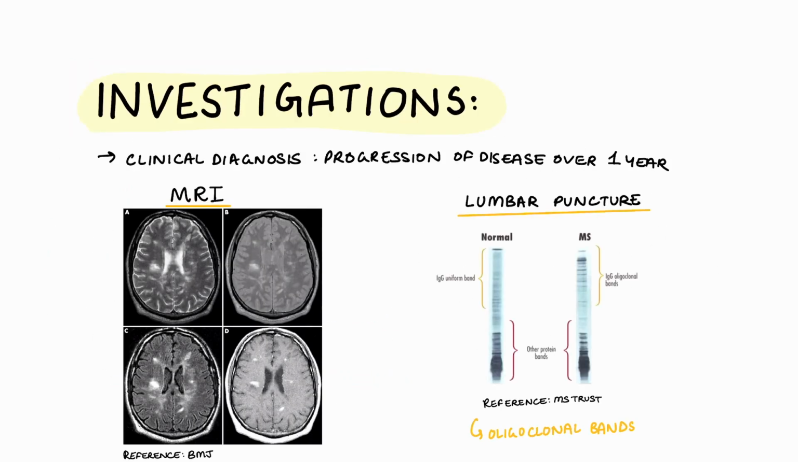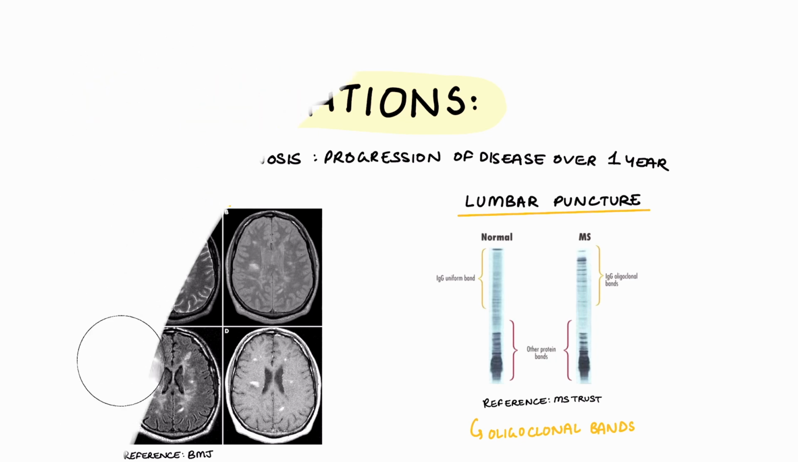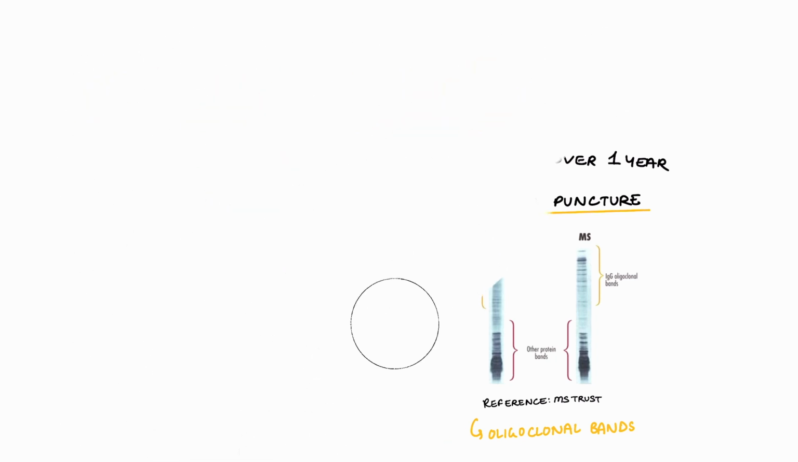The investigations mainly include the use of MRI scans and lumbar puncture. The MRI scans can show lesions, as you can see here, and the lumbar puncture aims to look at oligoclonal bands in the CSF. Treatment for multiple sclerosis is still evolving, but currently disease-modifying drugs and biologic therapies are being used.